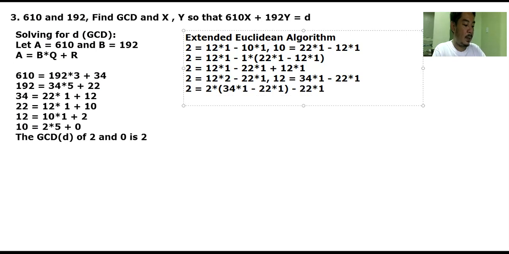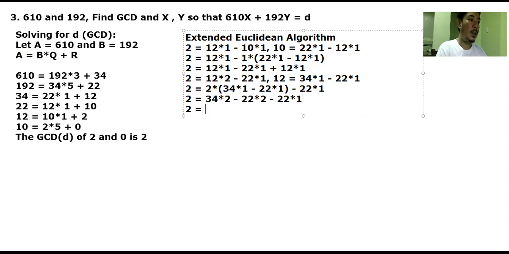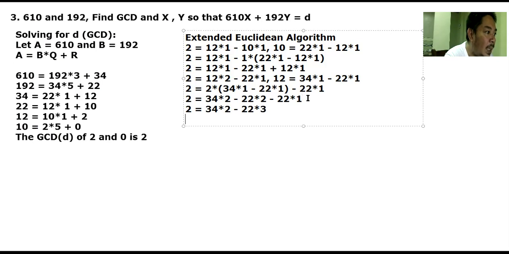Next, simplify na natin. So, 2 is equals to, so, 34 asterisk 2 minus 22 asterisk 2 minus 22 asterisk 1 or times 1. So, ilan po na 22 yan? Na negative, so 3. So, 34 times 2 minus 22 times 3. Ayan po.